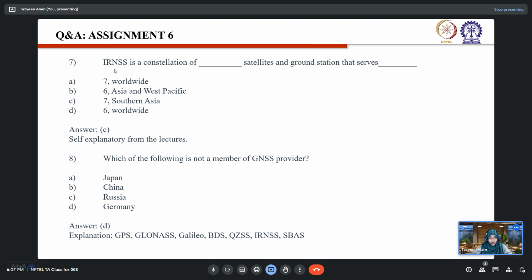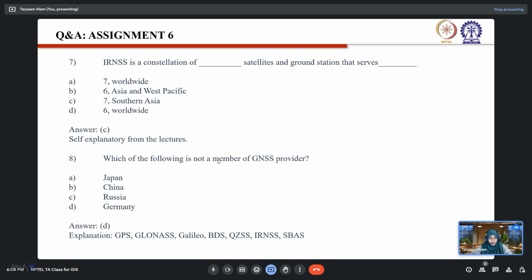Question 7. IRNSS is a constellation of dash satellites and ground station that serves dash. 7 worldwide, 6 Asia and West Pacific, 7 Southern Asia. So the correct answer is C. It is a constellation of 7 satellites and ground stations that serves Southern Asia.